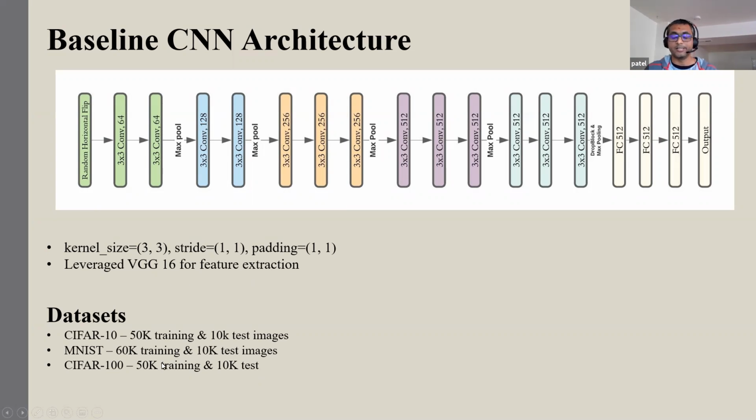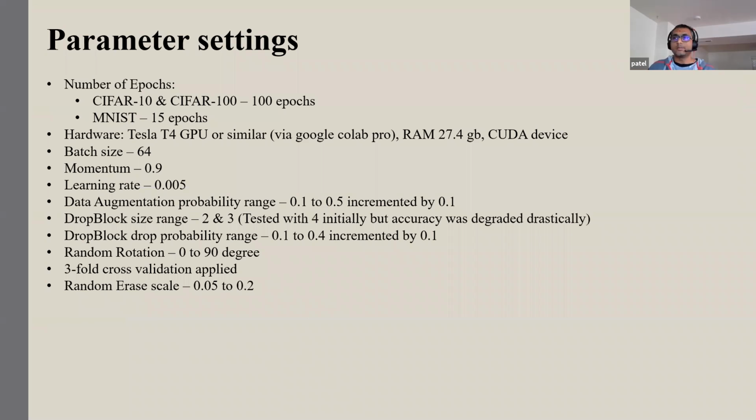The datasets are these 3 datasets. All of these datasets, CIFAR, are 32 by 32. MNIST has been rescaled to 32 because its original is 28 by 28. These are the parameter settings. I'm not going too deep into them, but it has been tested on 100 epochs, and MNIST has been tested on 15 epochs. A Tesla T4 GPU, Google Colab, and parallel computing have been leveraged.